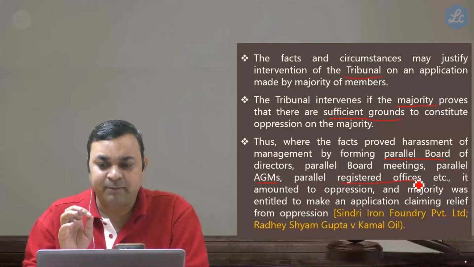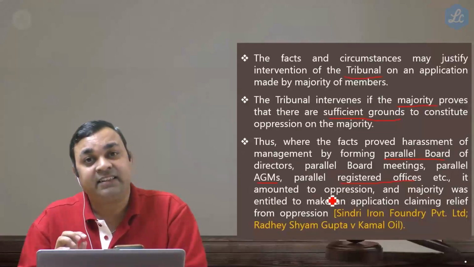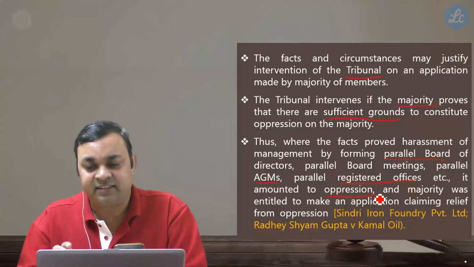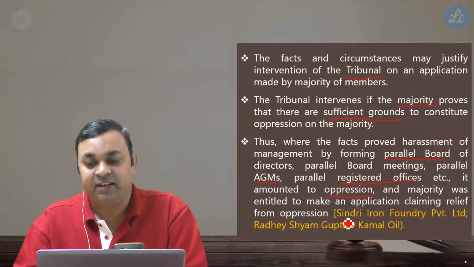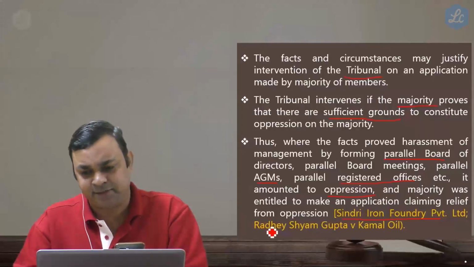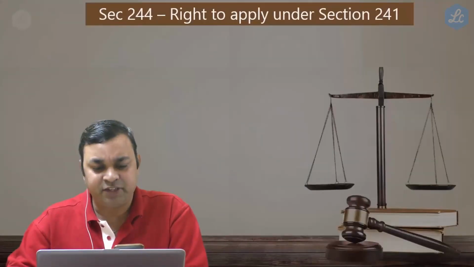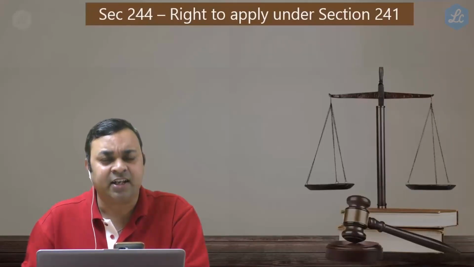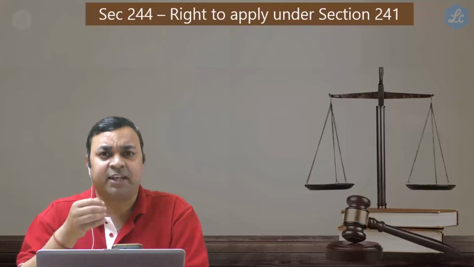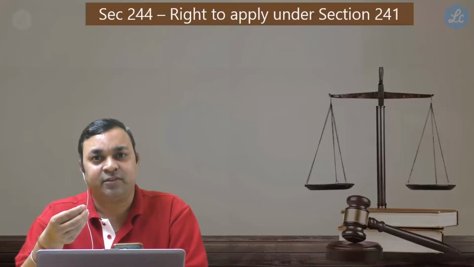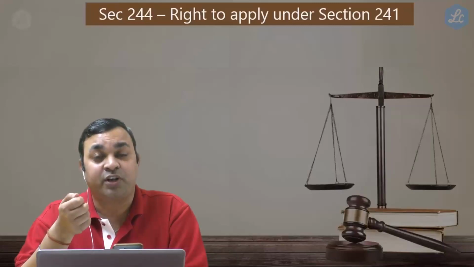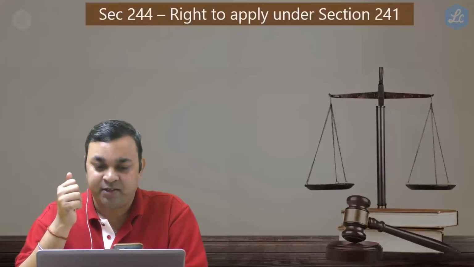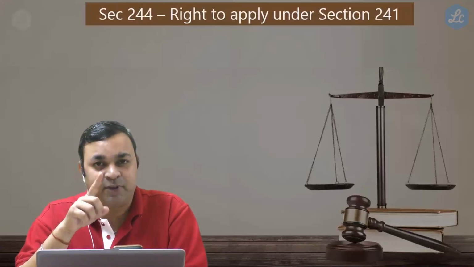And the majority member can be entitled to make an application, and this is a valid case law as decided in Sindhi Iron Foundry Private Limited, Radhe versus Ashish Gupta and Kamal Oil Mills, right? So this is the point, that majority members can also make an application. So this is overall Section 241, which talks about in what situations, under what circumstances, under what conditions a majority member or a minority member can make an application to the NCLT to claim the relief under Section 241 or 244. Now, before starting 244, remember always one thing.